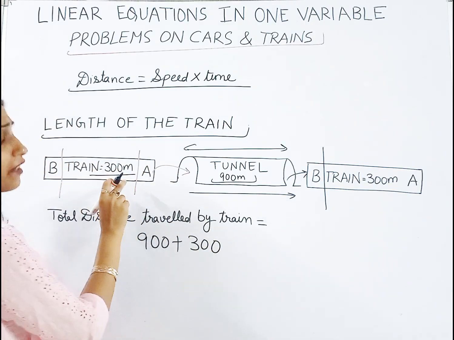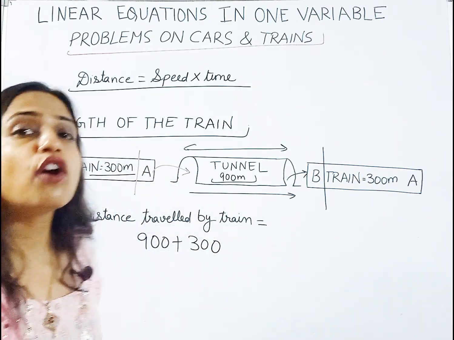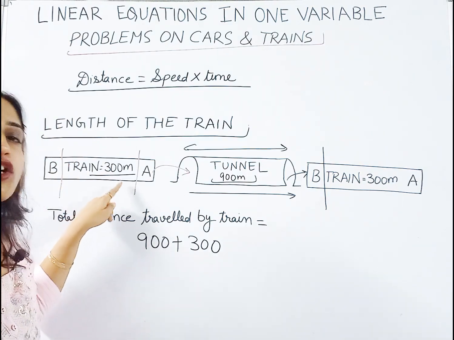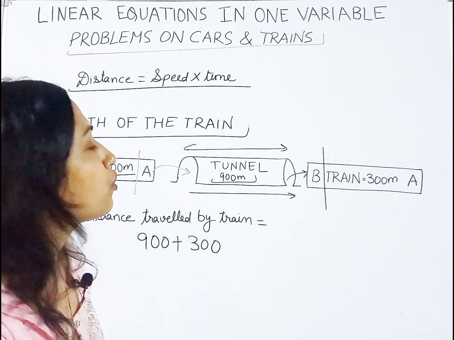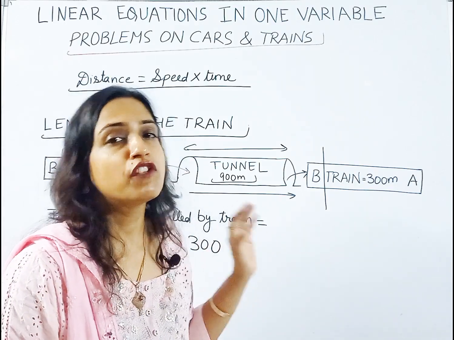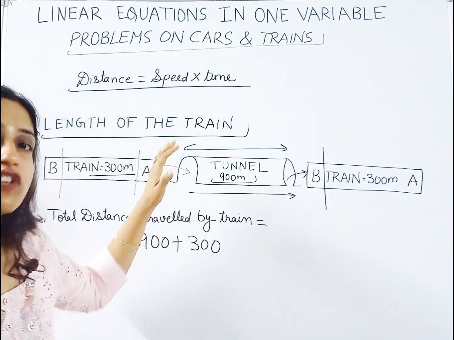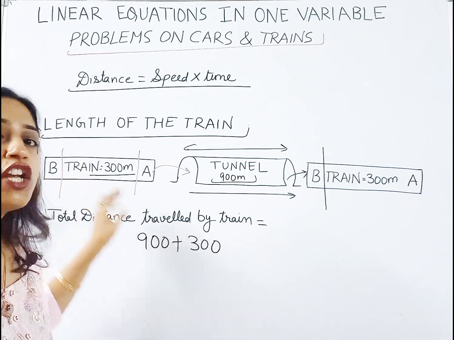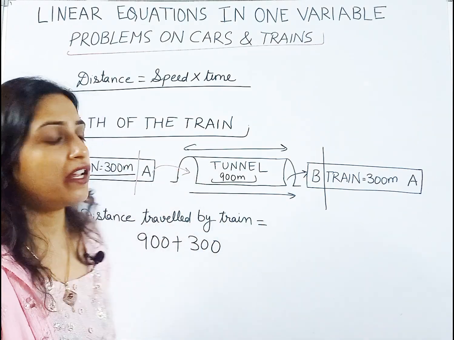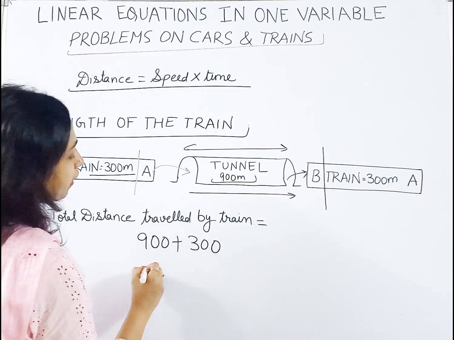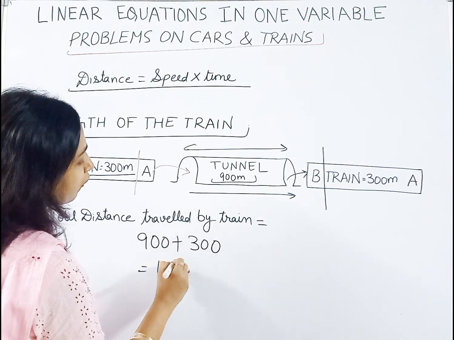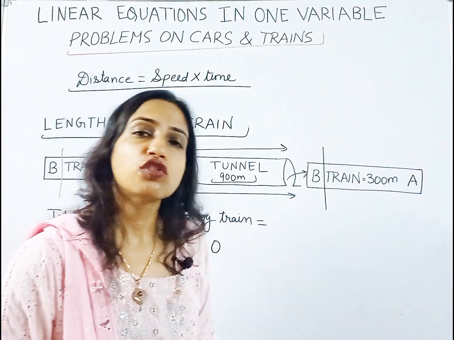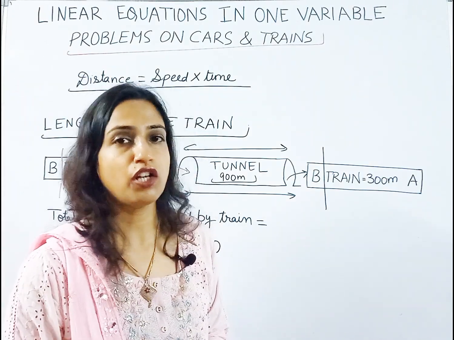When the train crosses any tunnel or bridge, the length of the train has to be added to the distance traveled by the train. This is a very important term which we use to solve the questions of trains. So the total distance traveled by the train is 1200 meters. This is a very important fact. Now let's solve the questions on the topic.